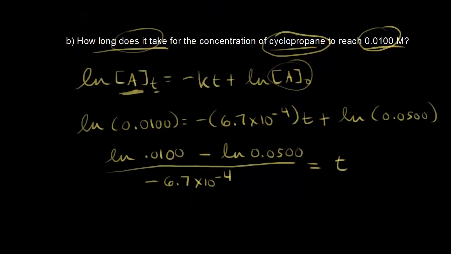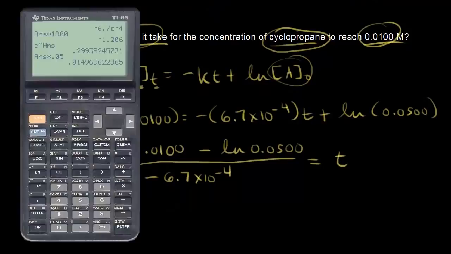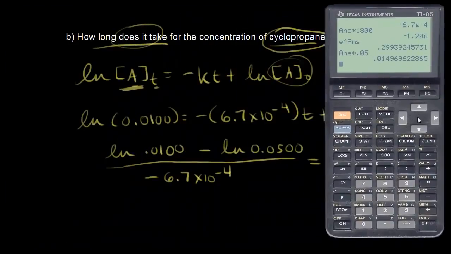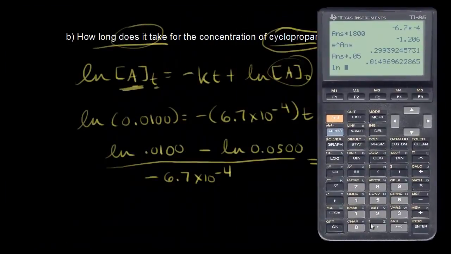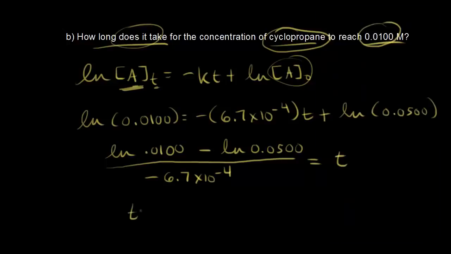So we can do that on our calculator. All right, let's make some room, let's put it over here. So this would be the natural log of 0.01. And then we're going to subtract the natural log of 0.05 and then divide that by negative 6.7 times 10 to the negative 4. And then we get as our time 2,402. All right, that's in seconds. Right, so 2,402 seconds.